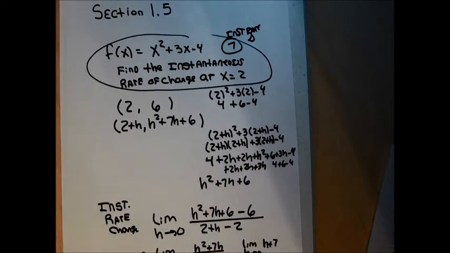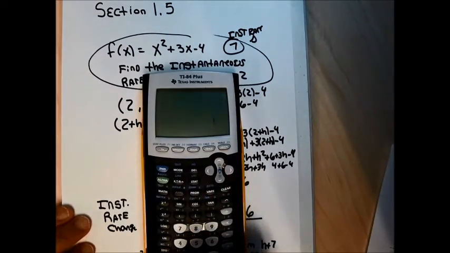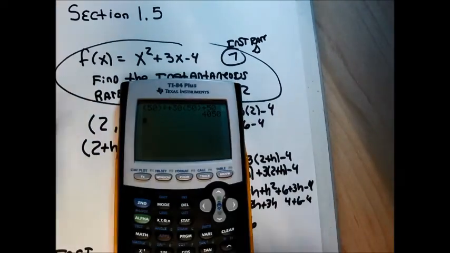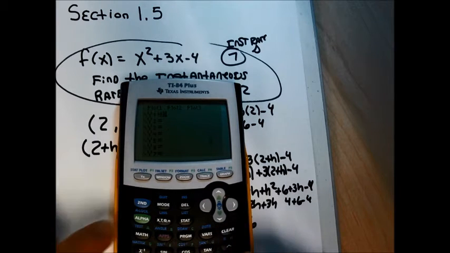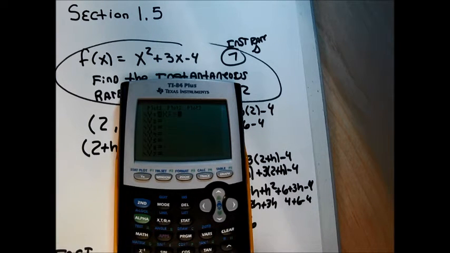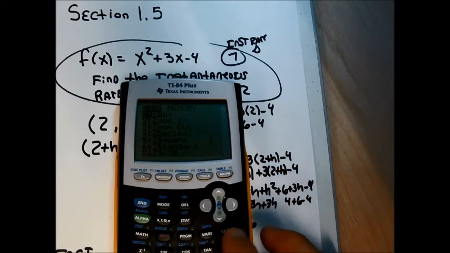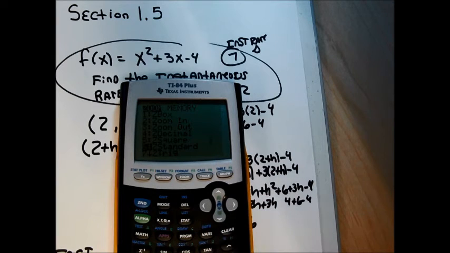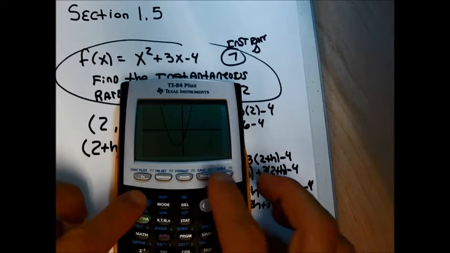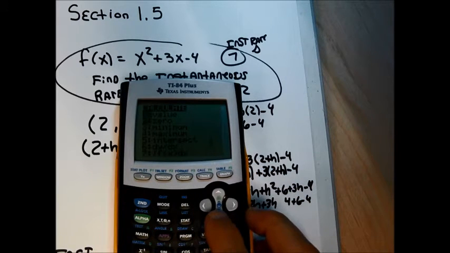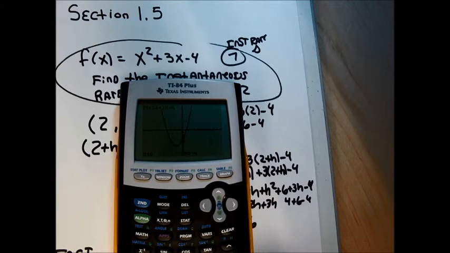I could have just taken the function and graphed it. So turn my calculator on, graph y equals, clear, x squared plus 3x minus 4. And just go to zoom standard for this. I think this is a small enough function that zoom standard will work just fine. Gives me a parabola, and then I would second calc, dy dx, type in the number 2, and I get 7, just like I knew I was going to get.